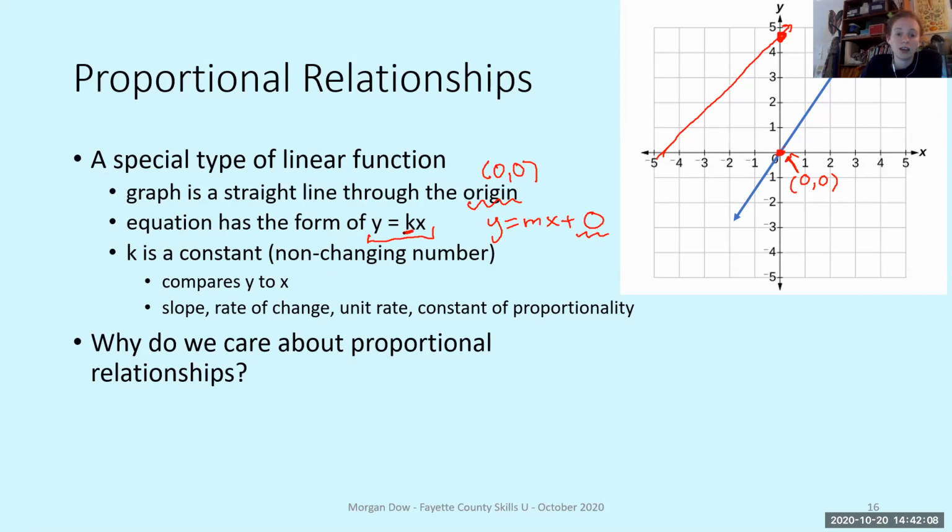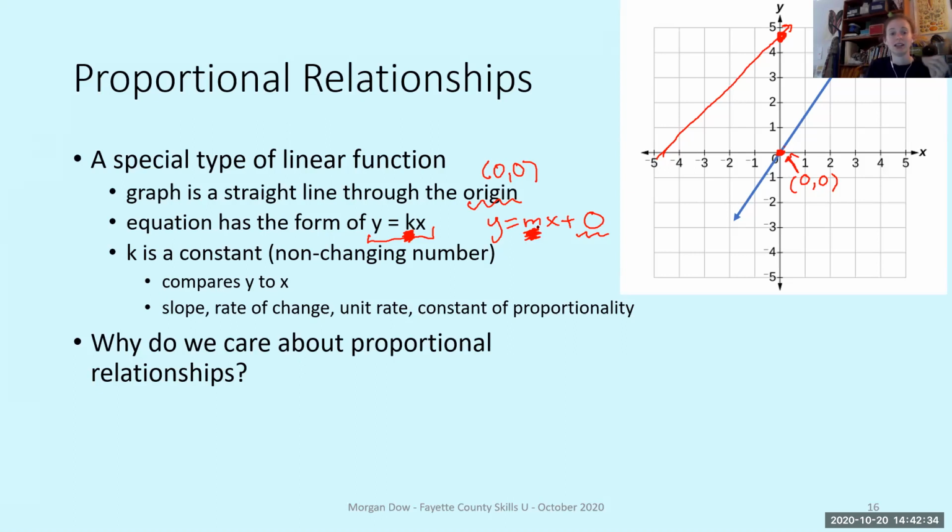Now, k, you might notice, is really doing the same thing. It's in the same spot as m was before when we were talking about linear equations. Why do we switch from m to k when we're talking about proportional relationships? Just to keep it interesting, right? But the k is really doing the same thing that the m is doing. It is holding the place of the slope.